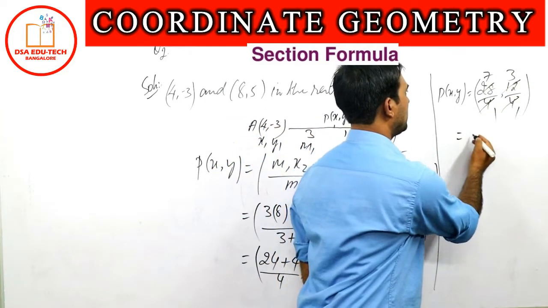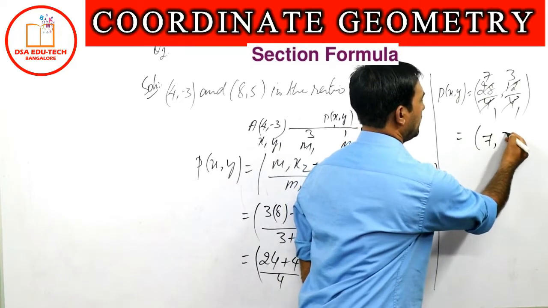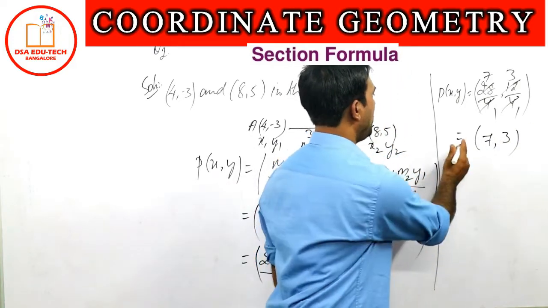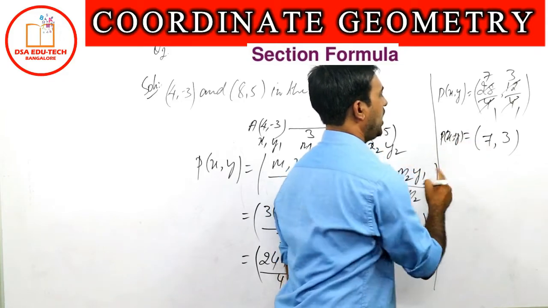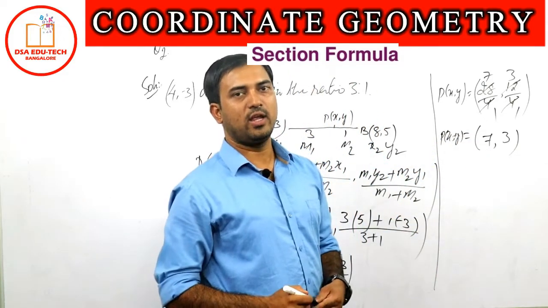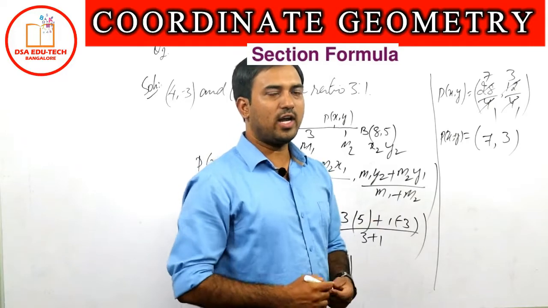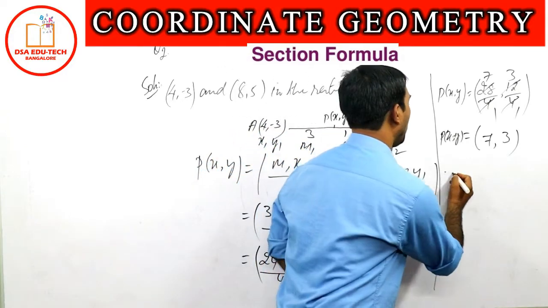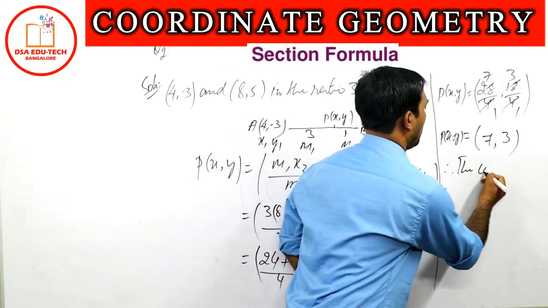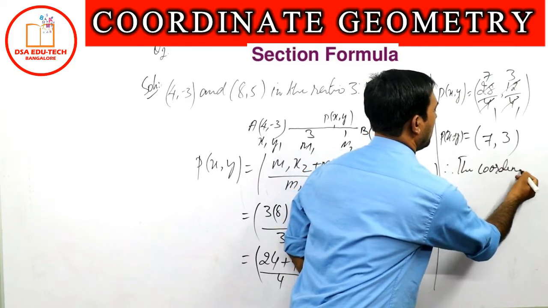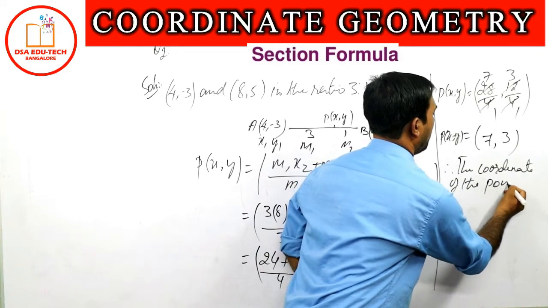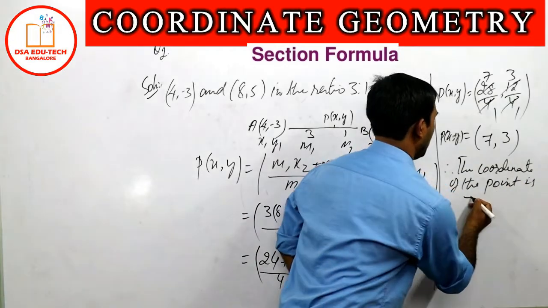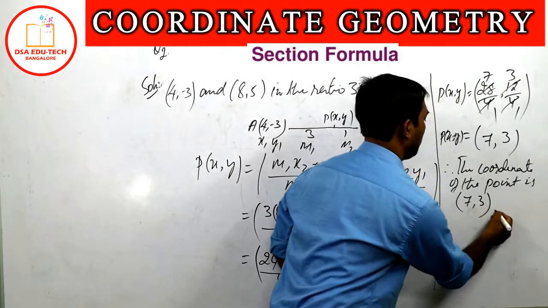We got 7 comma 3. P of x comma y equal 7 comma 3. Therefore, the coordinate of the point is 7 comma 3.